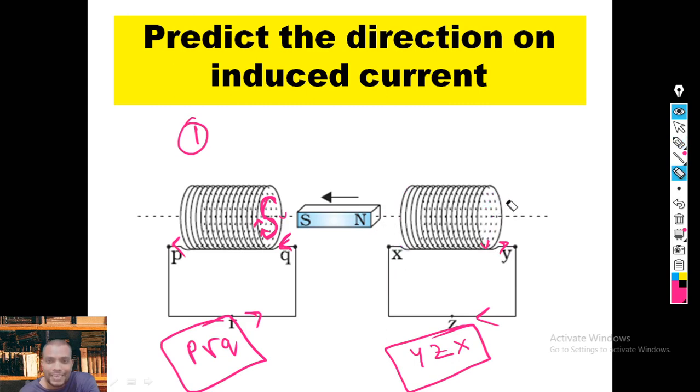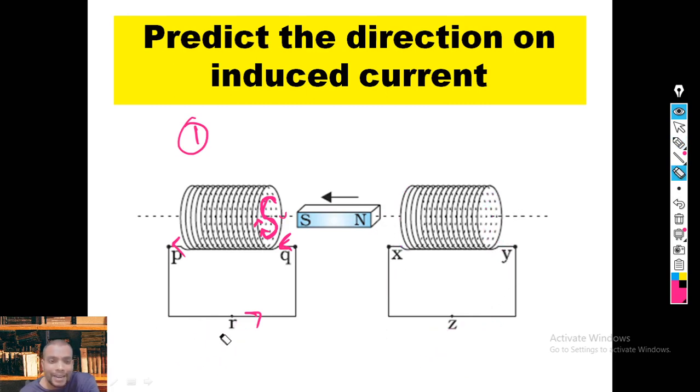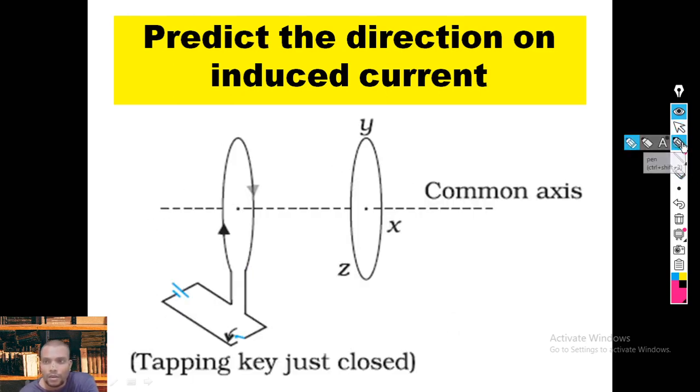So try to apply it carefully, particularly the direction, don't get confused. Always think about the induced current: it always opposes the original change. Let us try to apply another case. Suppose this is the case, predict the direction of induced current. The tapping key is just closed. As the circuit in the left loop is completed, the current flows in the direction of the arrows as shown in the figure.